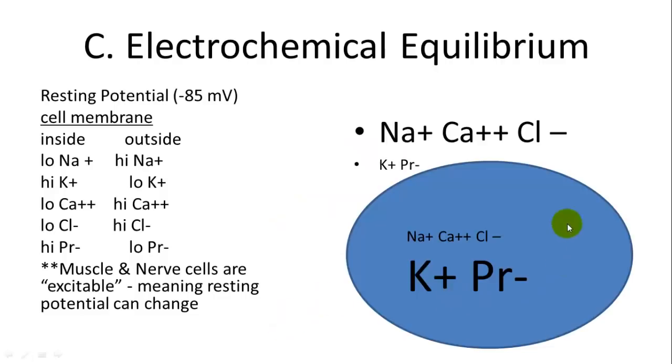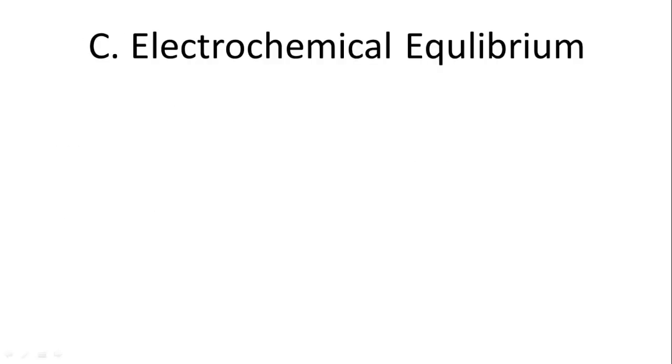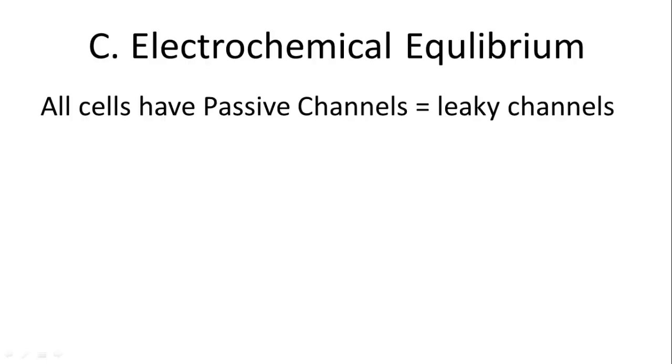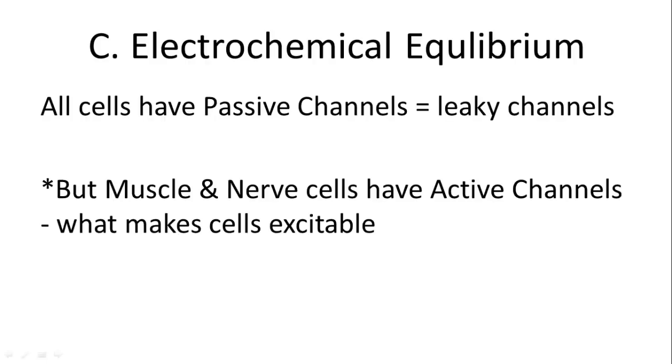As you remember, most cells have a negative resting potential of -70. Muscle cells have -85, and that is fueled by these large negatively charged proteins which cannot leave the cell, and balanced by the attraction of positive ions to these negative proteins and their ability to move through the cell membrane based on leaky channels and sodium-potassium pumps. All cells have these passive channels or leaky channels, but muscle and nerve cells also have these active channels, and that's what makes them excitable.